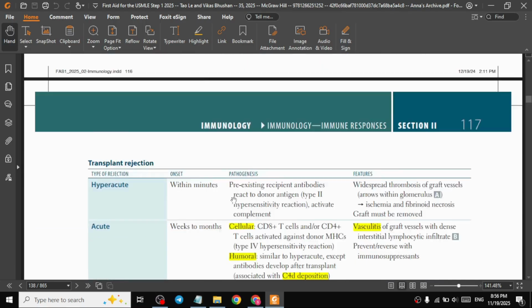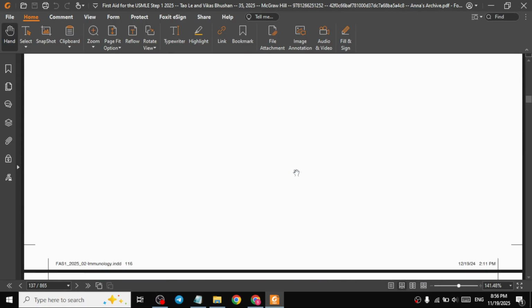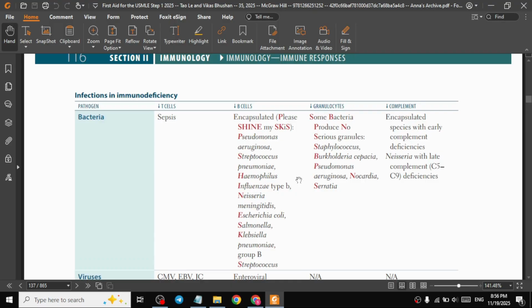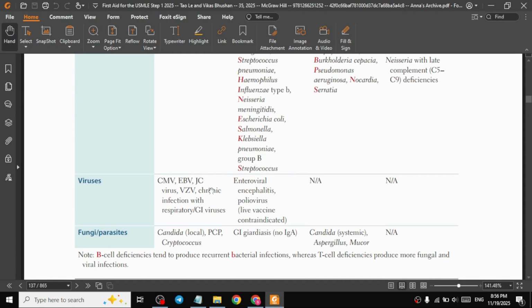So let me just go to the transplant page. All right, one more thing when it comes to transplants, whenever they talk about transplant, remember what type of micro infection you can see. Okay, a lot of them will show viruses. For example, if you see here, CMV, EBV, JC virus, all of these are very commonly tested viruses that are actually seen with transplant patients.